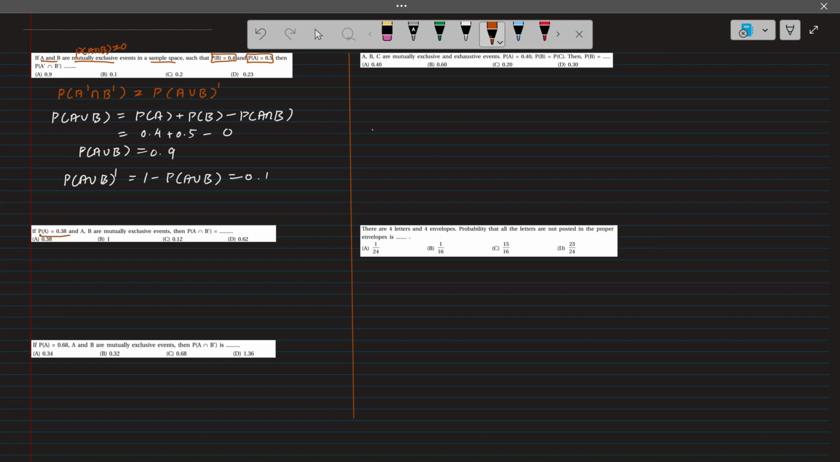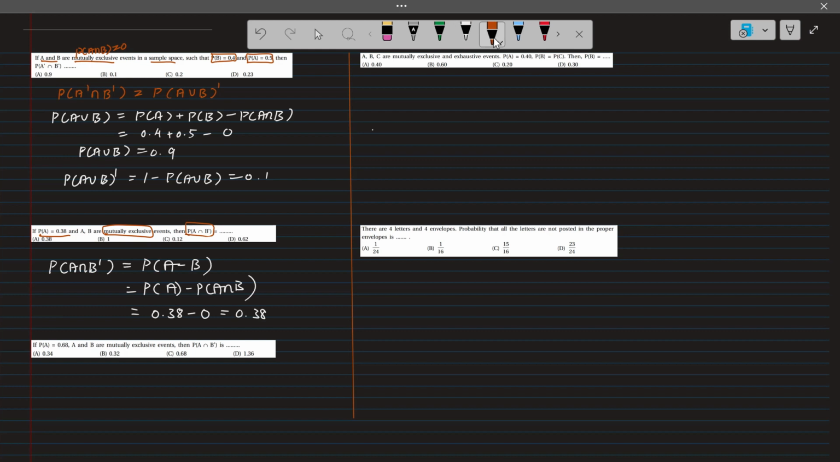Next question, P of A is given as 0.38. We have to find the value of P of A intersection B dash if A and B are mutually exclusive. Again, exclusive means the probability of A intersection B is 0. Now, using set theory, A intersection B dash is basically A minus B. To find the probability of A minus B, the formula is P of A minus P of A intersection B. P of A is given 0.38, A intersection B is 0. So our answer is 0.38.